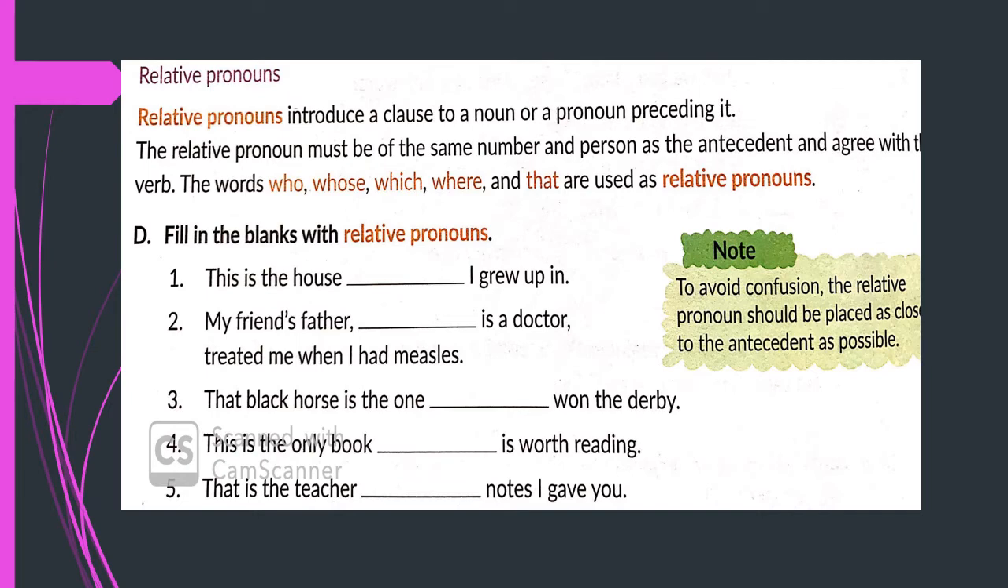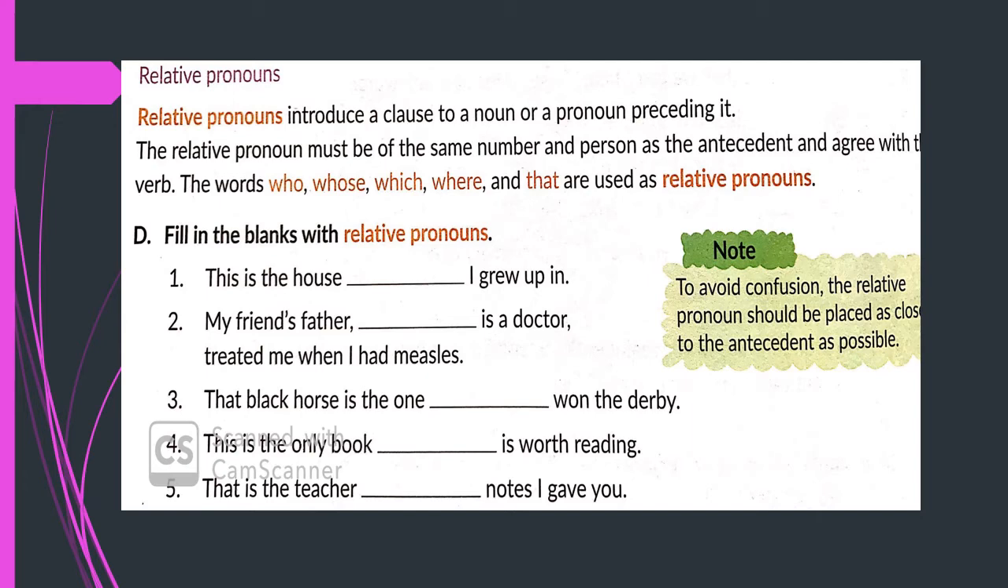For example, let us see the exercises that are given here. Always remember to place the relative pronoun as close to the antecedent as possible. This is the house which I grew up in. My friend's father, who is a doctor, treated me when I had measles.